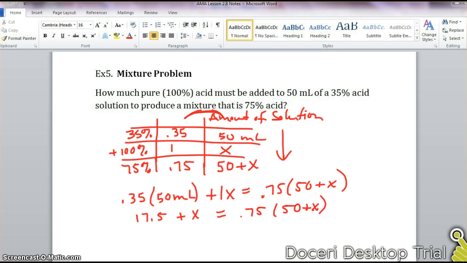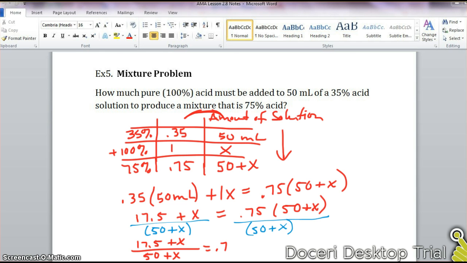Now normally we would multiply that all out, but I'm going to do a little something different here and divide this side by 50 plus x, and then this side by 50 plus x. And so that I have a function that says 17.5 plus x over 50 plus x is equal to 0.75.